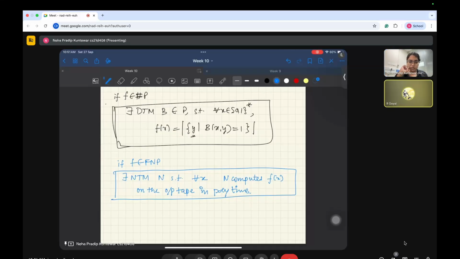So should we compare these two definitions then? I think it would be nicer if we could come up with some example, something in FNP, something in Sharp P, and then show the difference. So let me just think of something. I'm just thinking of cycles.